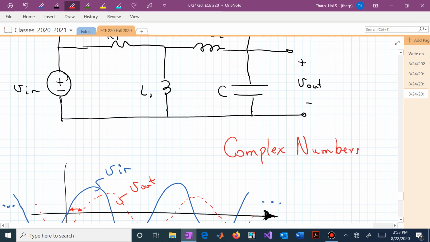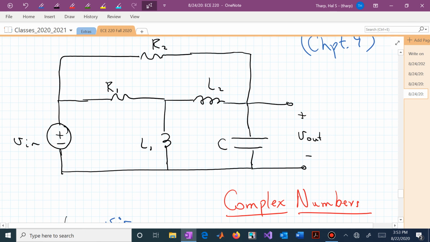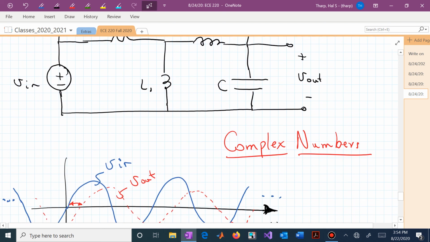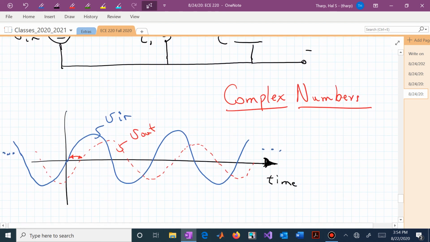That's why we want to start learning complex numbers, so that all of our strategies that we've learned up until this point, we can now generalize and use them the way that we were doing with resistors. Now we have generalized resistors, which are impedances associated with inductors and capacitors. Using complex analysis, we will be able to do that for the sinusoidal steady state condition.